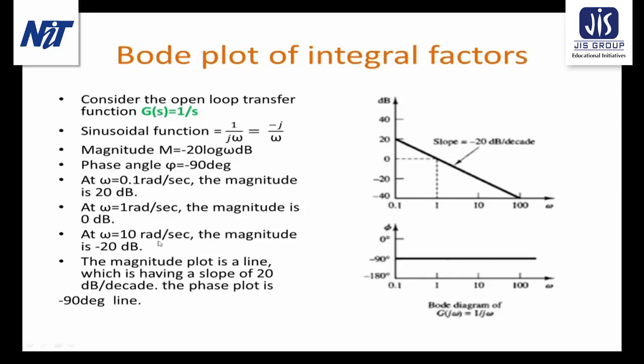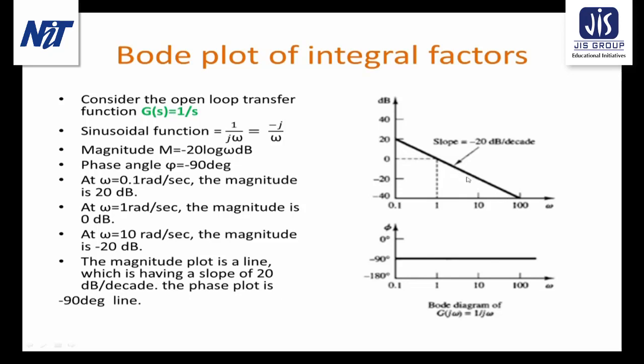And the next one is omega equal to 10 radian per second. So when omega equal to 10 radian per second, that means 20 log of 10, so it becomes minus 20 dB, because log of 10 is 1 and we are considering the base equal to 10. So at omega equal to 10 radian per second, the magnitude is minus 20 dB. So this is the slope of minus 20 dB per decade, and this is the magnitude plot.